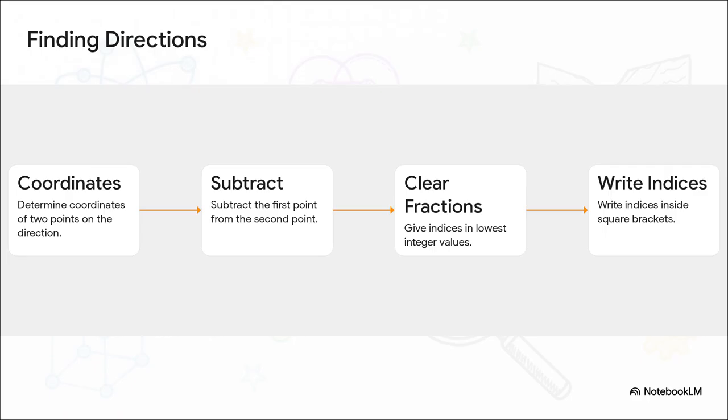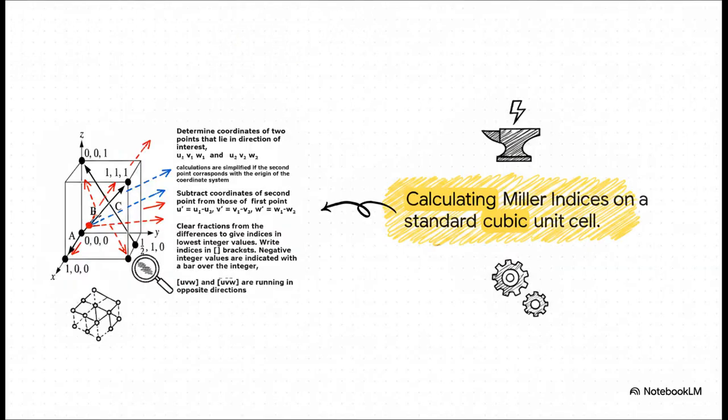Think of calculating these Miller indices for directions as a strict standard operating procedure. First up, you determine the coordinates of 2 points lying on your direction of interest. Next, subtract the starting coordinates from your destination. Then, you just clear any fractions to get your lowest integer values, and finally, lock those indices safely inside square brackets. Let's actually see this logic play out on a standard cubic unit cell.